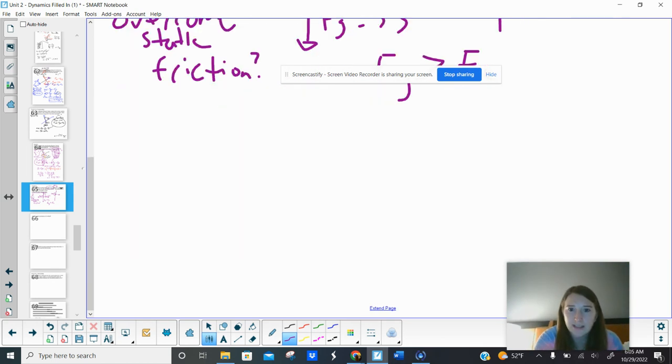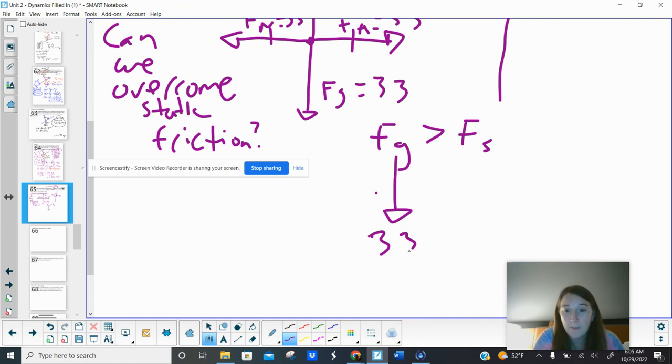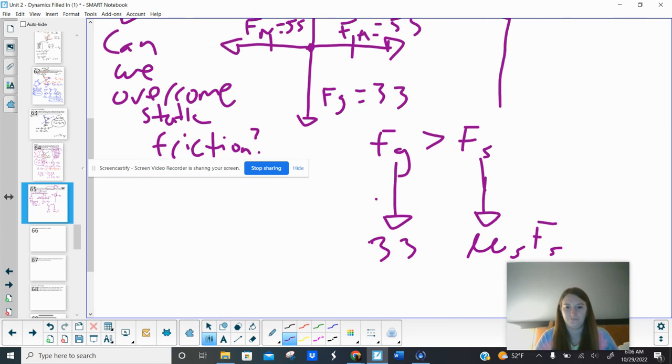So what I want you to do is find the force of gravity. Sorry, don't need to find it, it's there. But we do need to compare it to the formula for static friction. Careful that you are doing the static friction. They give you two coefficients here. I'm sorry, this should be a little k. That's kinetic friction. We're using our static friction first. Again, the question is, does the block remain at rest? You need to see if we can overcome static friction.